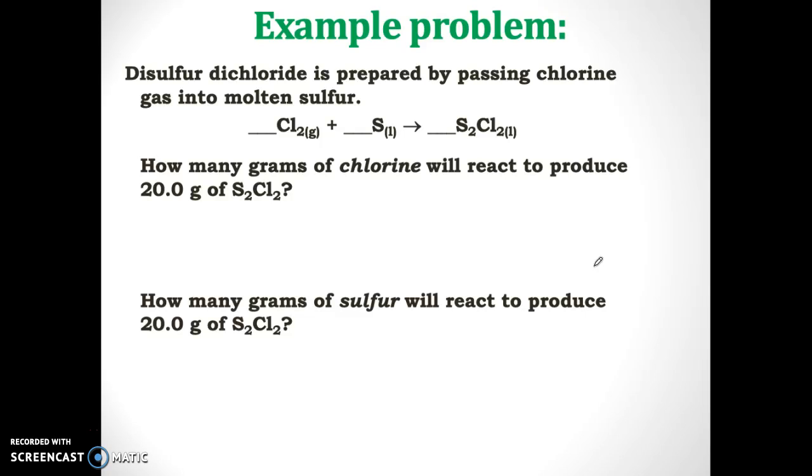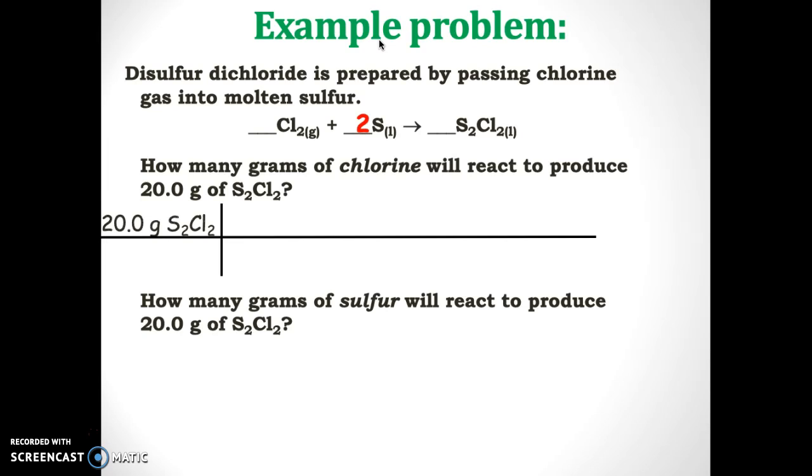To get you started, let's again review balancing. 2 chlorines, 2 chlorines, 2 S's, 1 S. So I'm gonna need to add a coefficient there, and now I have my balanced chemical equation. All right, so let's go ahead and pause the video. Why don't you take 5 to 10 minutes and try to do these next 3 problems. All right, hopefully you've got a chance to try these next 3 problems. Let's go ahead and check our answers.